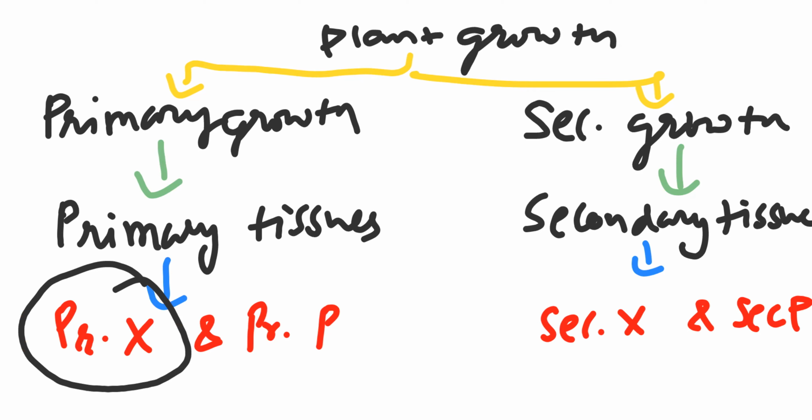Gymnosperms do show secondary growth. Yes, they do. Exceptionally, there are a few monocots which also show secondary growth. Very few. So you can't say that 100% of monocots do not show it, but you can say that with a few exceptions, the majority of monocots do not show secondary growth. That is the line one has to remember.